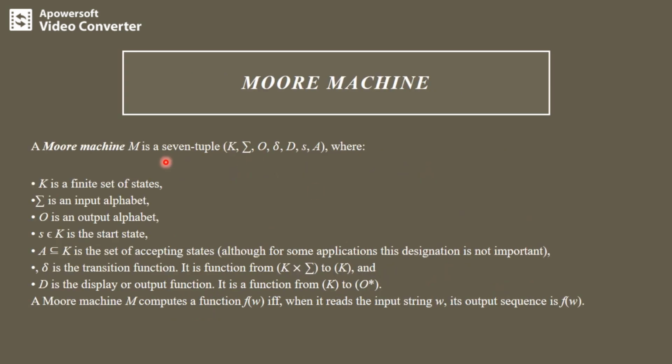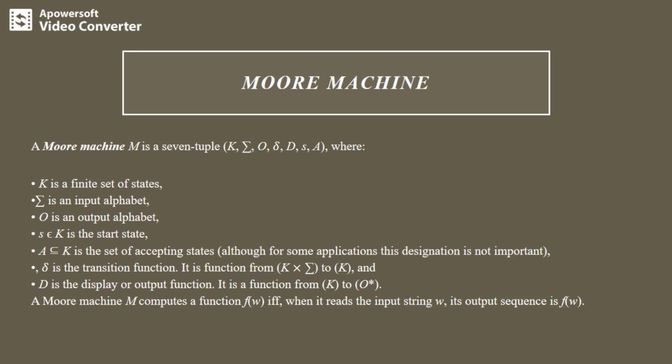Moore machine definition. M is a 7-tuple. Here the Moore machine M is a 7-tuple K, sigma, O, delta, D, S, A, where K is a finite set of states, sigma is the input alphabet, O is the output alphabet, S is the start state, A is the accepting state, delta is the transition function which maps from K cross sigma to K, and D is the display or output function. It is a function from K to O star. So Moore machine M computes the function f of W if and only if, when it reads the input string W, its output sequence is f of W.